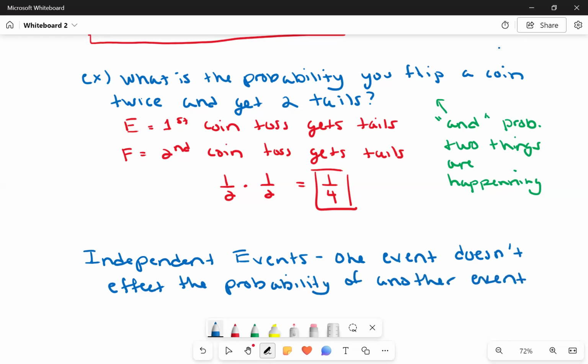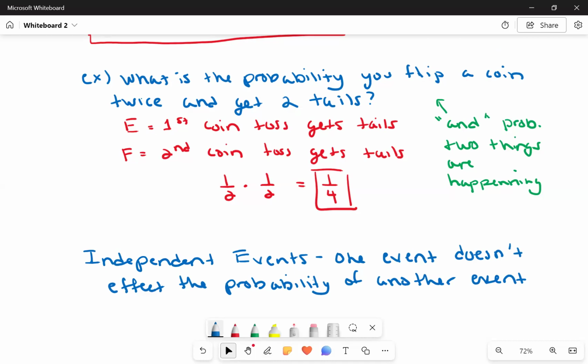So in the case where you flip the coin, when you flip the coin the first time, that doesn't affect what happens the second time you flip the coin. The coin doesn't care what happened the first time you flipped it. It's completely independent of the second flip. Same with the first example, rolling the die and flipping the coin. Flipping the coin doesn't affect what happens when you roll the die. They don't affect each other.